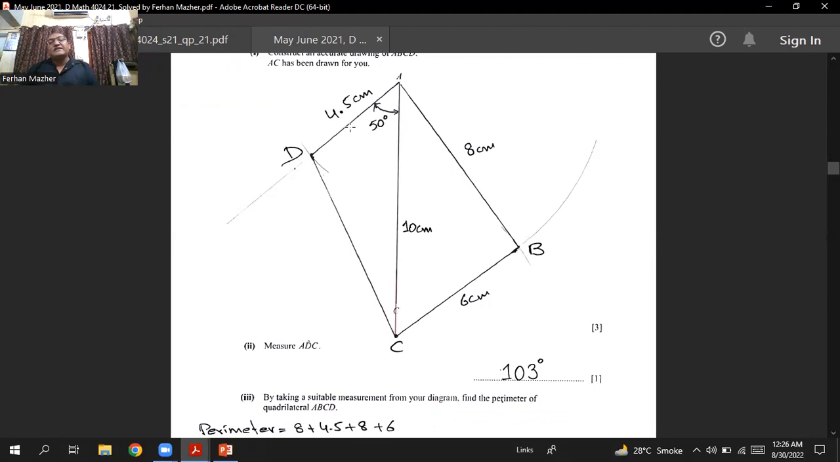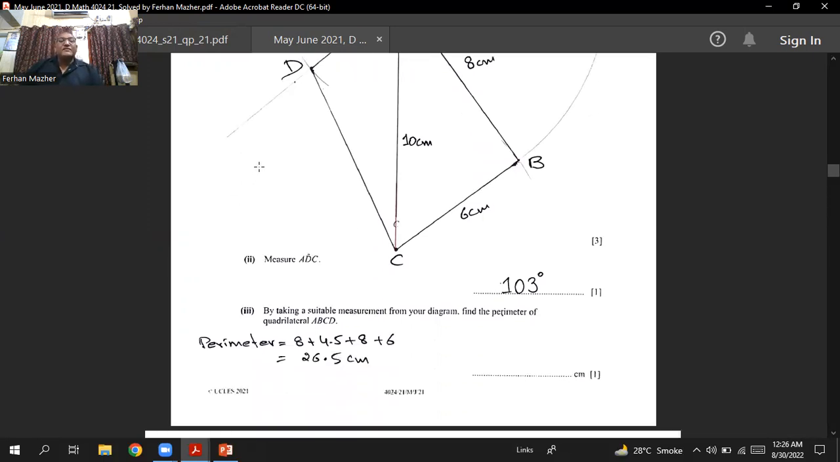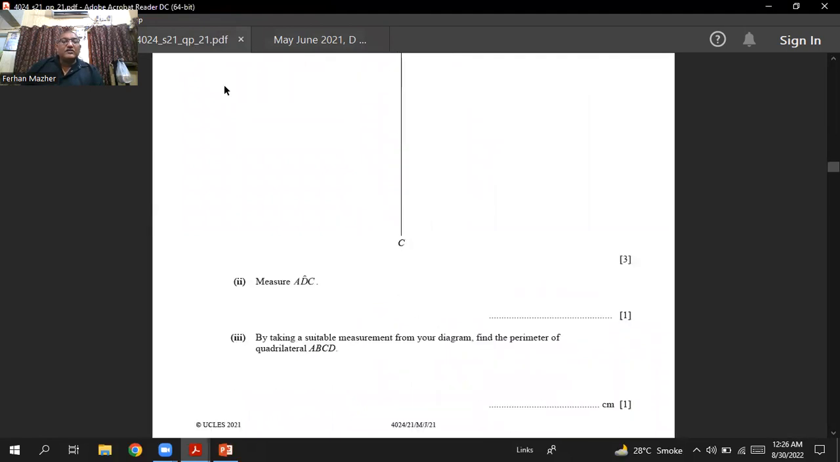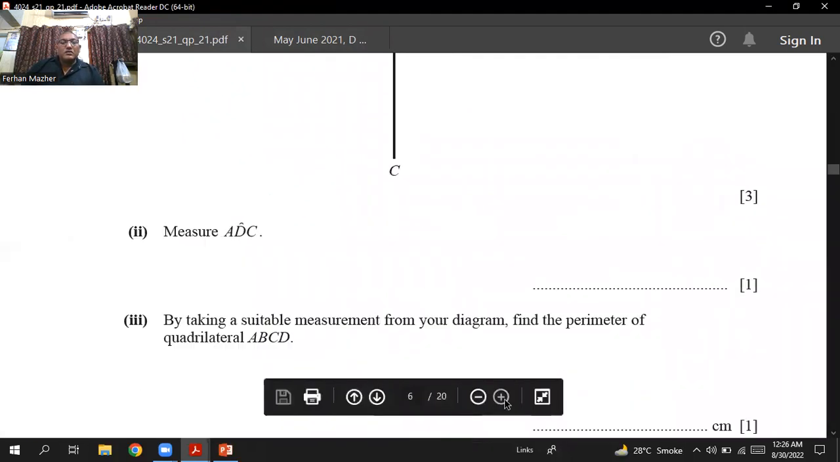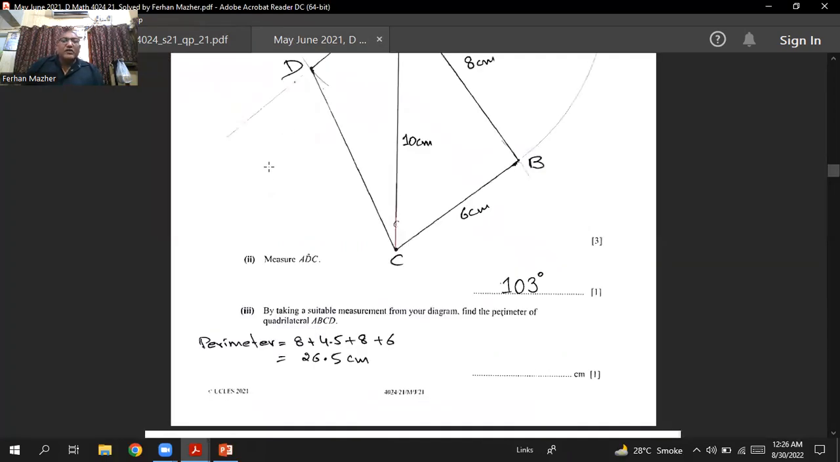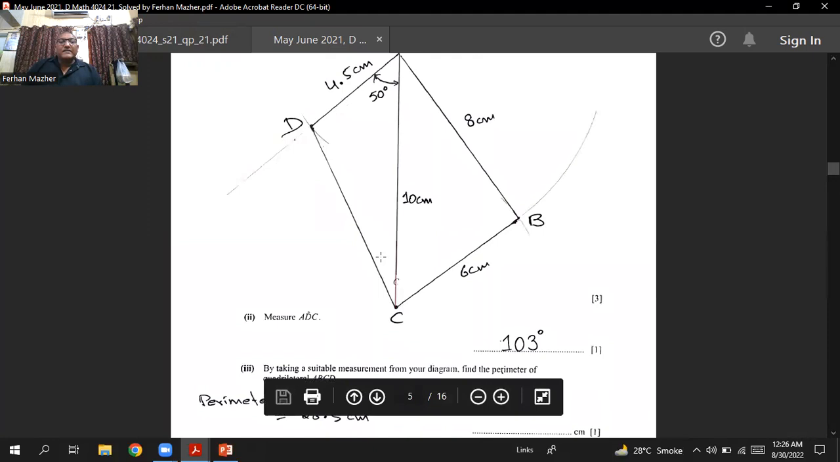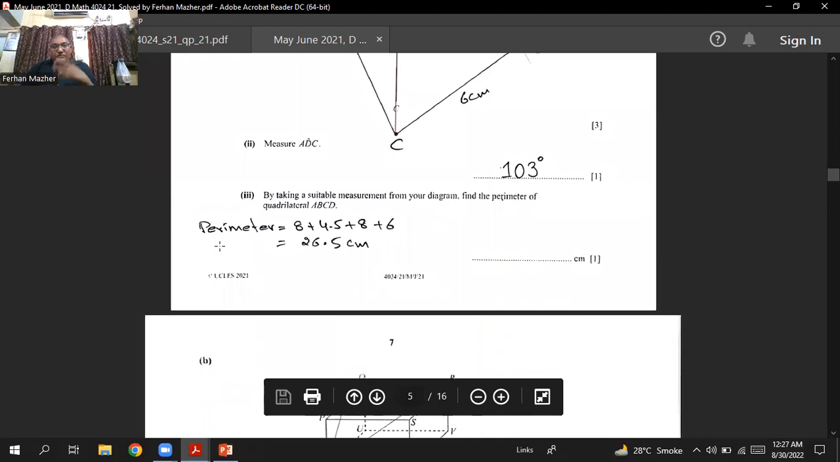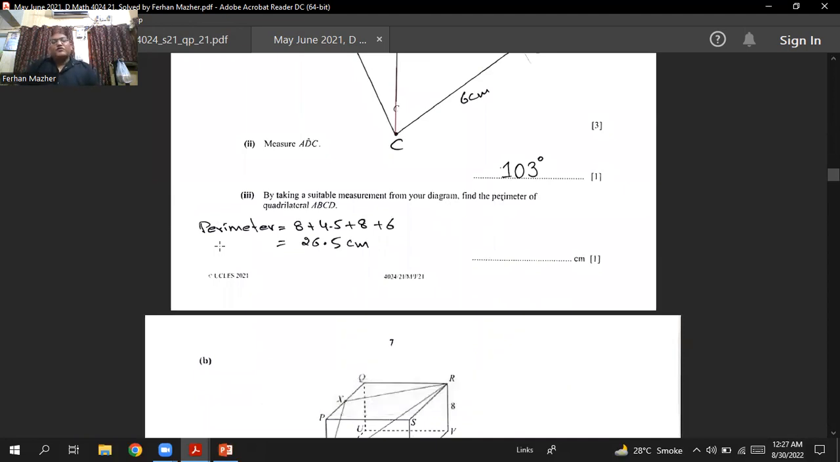Then they say measure the ADC angle. So I will put a protractor here and I will measure how much is this angle. This angle is 103 degree. Then their question is, by taking suitable measurements from your diagram, find the perimeter of the quadrilateral ABCD. Okay, so we will measure this. This is also 8 centimeters. This is 4.5. This is 8. This is 6. So we will add up all the four outer sides. So 8 plus 4.5 plus 8 plus 6, and that will be 26.5 centimeters.